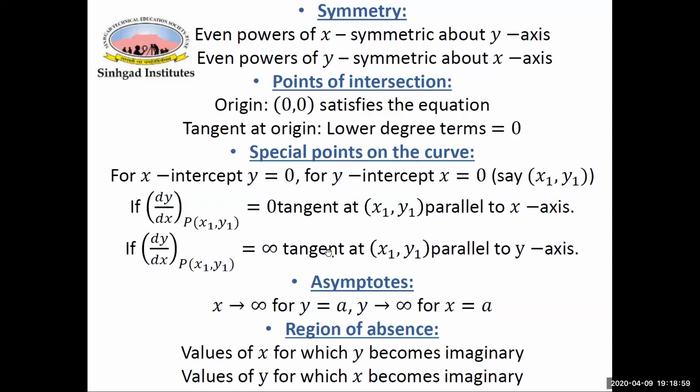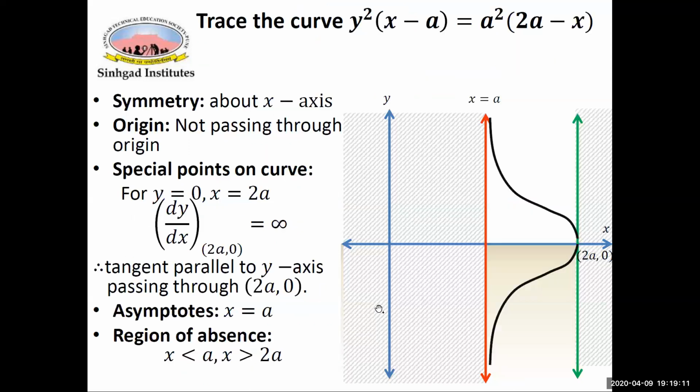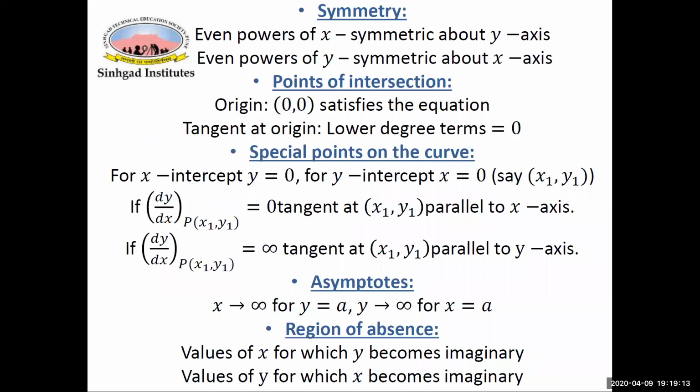After that, we have to determine the asymptote. For asymptote, find the values of y for which x is infinity, or find the values of x for which y is infinity. And then to find the region of absence, identify the values of x for which y square is negative, means y is imaginary, and values of y for which x square is negative, means x is imaginary.